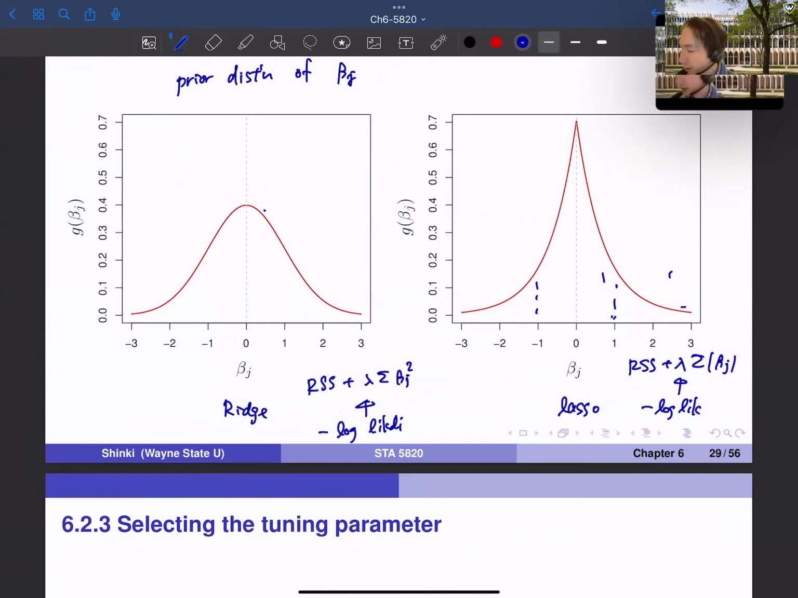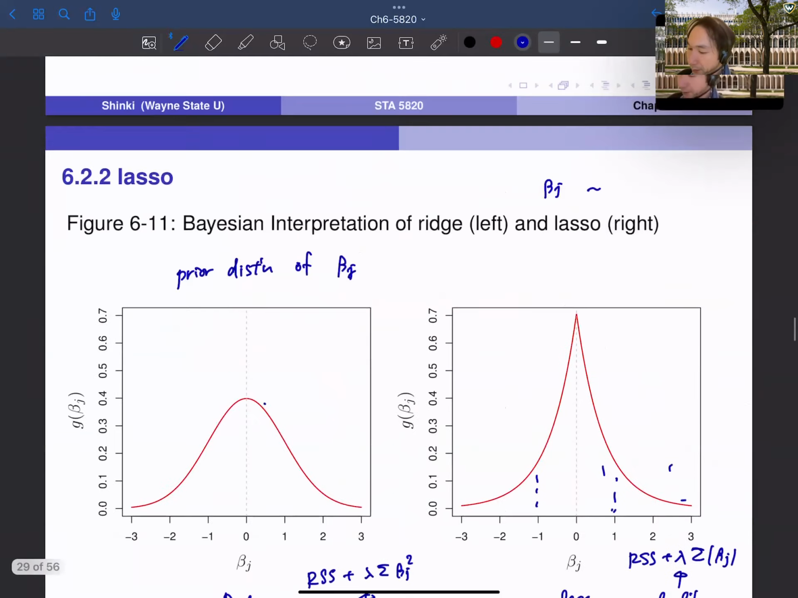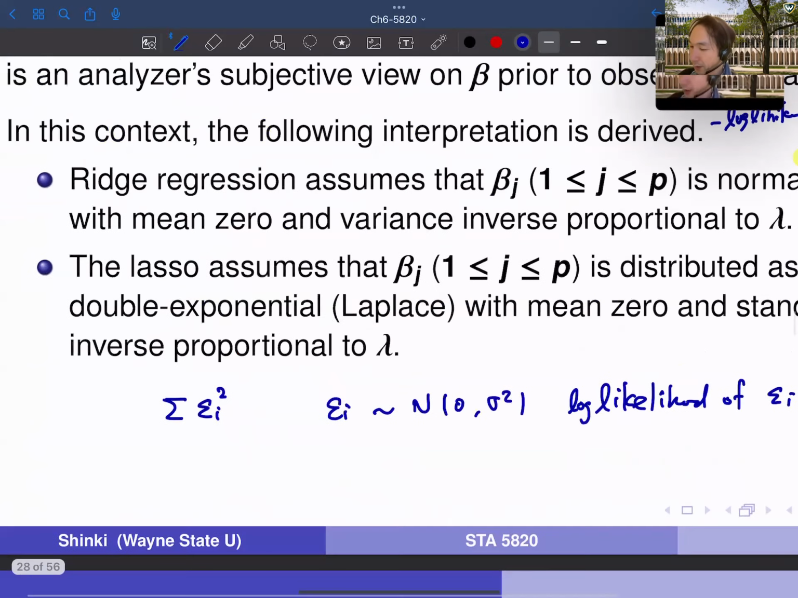Okay, so Bayesian statistics. This is actually one good example of Bayesian statistics. In Bayesian statistics, the beta j also follows some prior distribution. So maybe I have to explain somewhere.